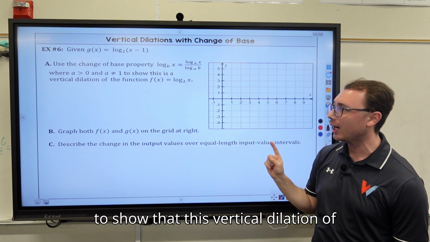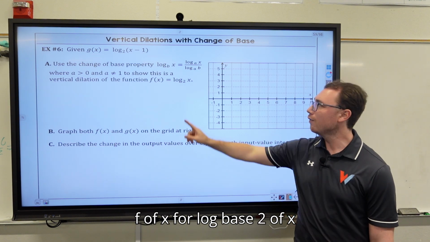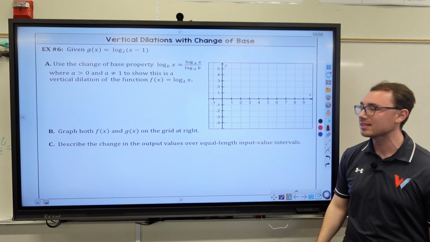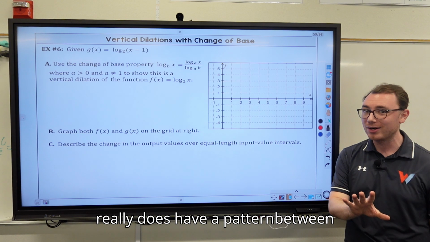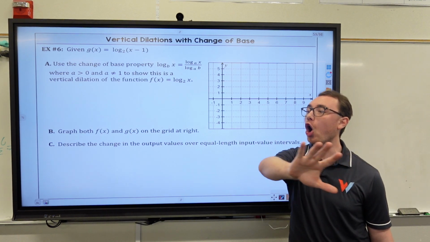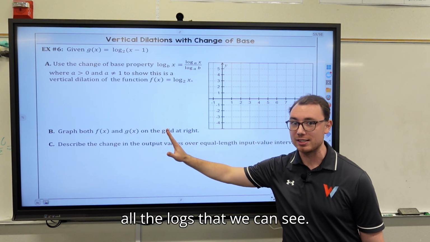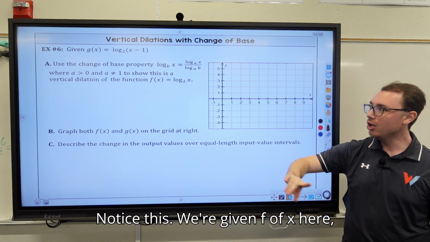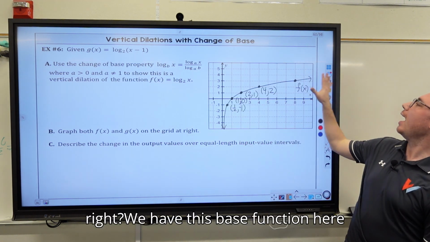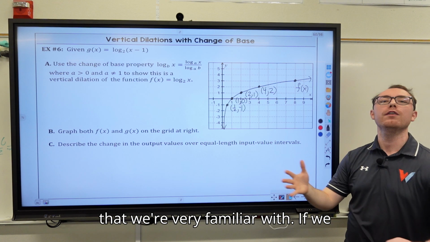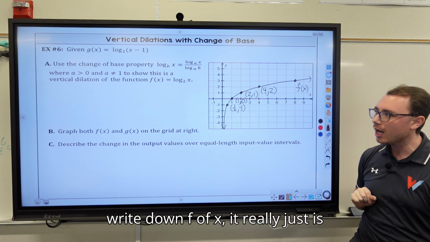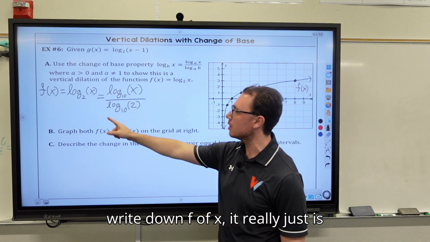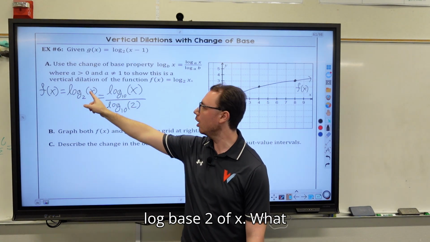to show that this vertical dilation of f of x for log base 2 of x really does have a pattern between all the logs that we can see. Notice this. We're given f of x here, right? We have this base function here that we're very familiar with. If we write down f of x, it really just is log base 2 of x.